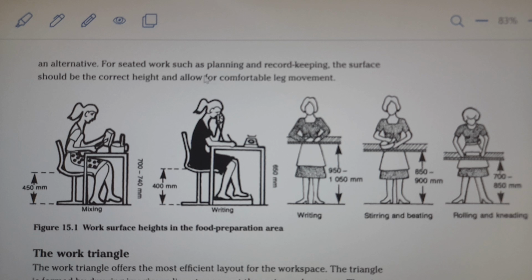For seated work such as planning and record keeping, the surface should be the correct height and allow for comfortable leg movement. Okay, so you see different work areas. This is mixing, this is writing, this is also writing, this is stirring and beating, and this is rolling and kneading. Different height positions. And they say figure 15.1, it's work surface heights in the food preparation area. Okay, so they give you the different heights.